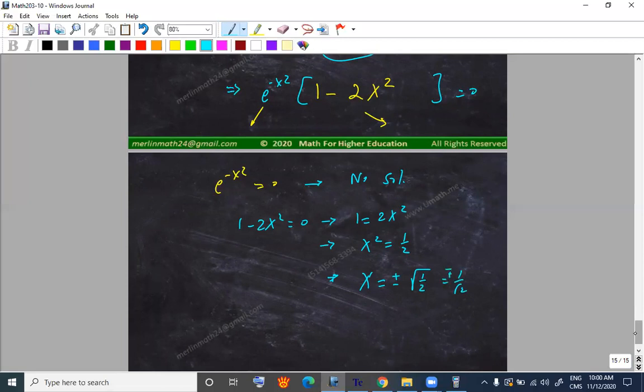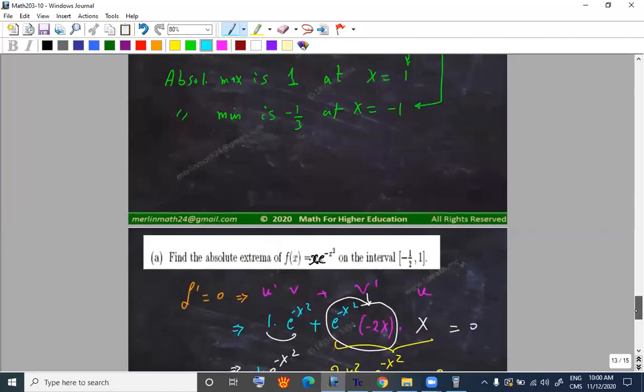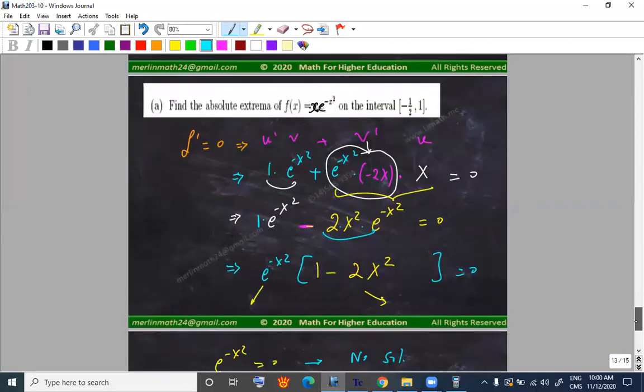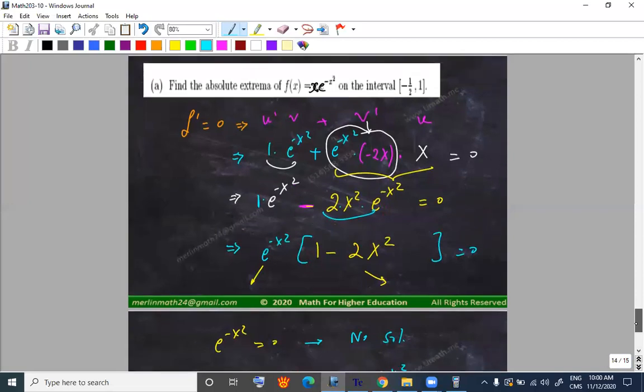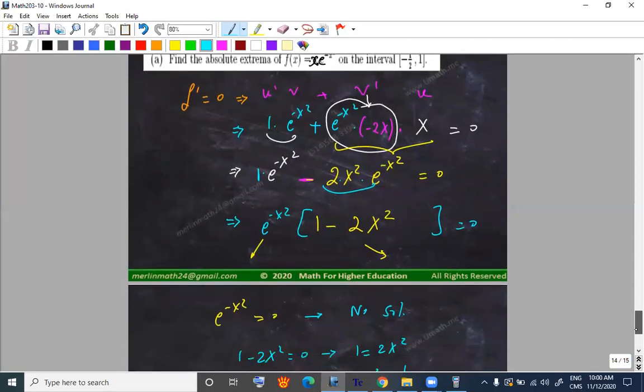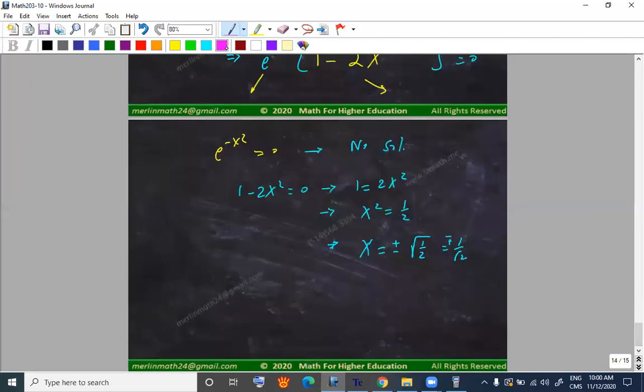That's it. So what are we doing, by the way? Well, it's much harder than the one before, because it's not the quotient rule, and there's e involved. But we are doing the same steps, only longer. Anyhow, these are the critical values. You agree?